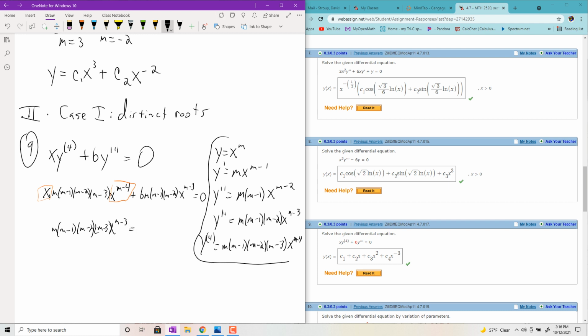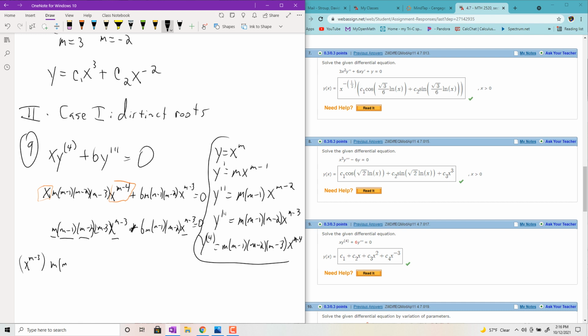And on the plus, the 6m times m minus 1 times m minus 2, x to the m minus 3 is 0. You could factor a lot of stuff out, right? There's a common factor of m, a common factor of m minus 1, a common factor of m minus 2, and a common factor of x to the m minus 3. So I factor all that material out. So the x to the m minus 3 here.